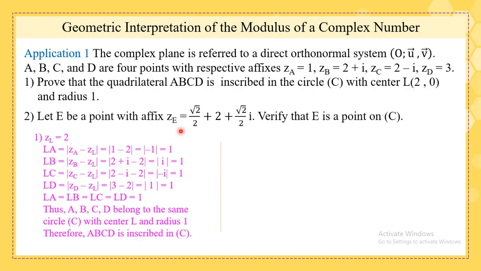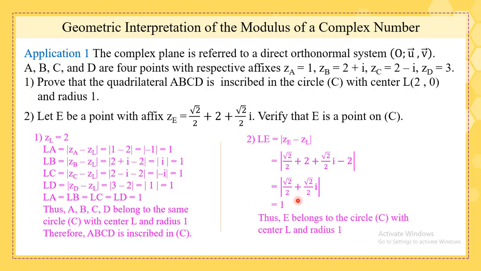While E is a point with affix the square root of 2 over 2 plus 2 plus the square root of 2 over 2 i, and the question is to verify that E is on this circle. Well, how do we verify that E belongs to the circle? Try to do it alone. In fact, E belongs to the circle if the distance from L to E is equal to the radius. So LE is the modulus of ZE minus ZL, which is the modulus of this quantity, which is 1. So we can say that E belongs to the circle.